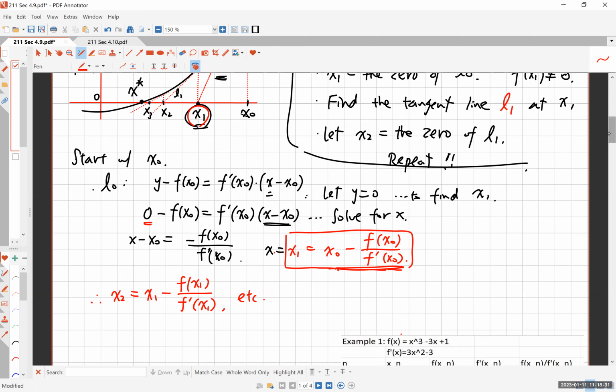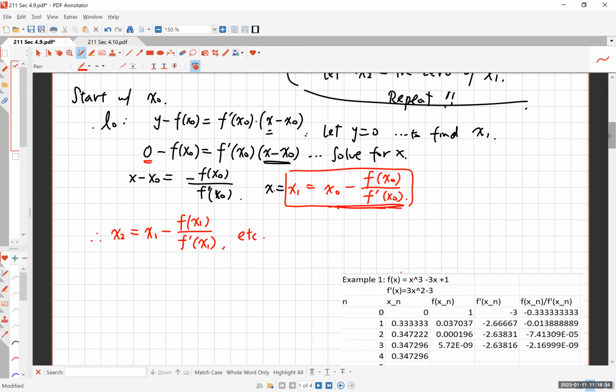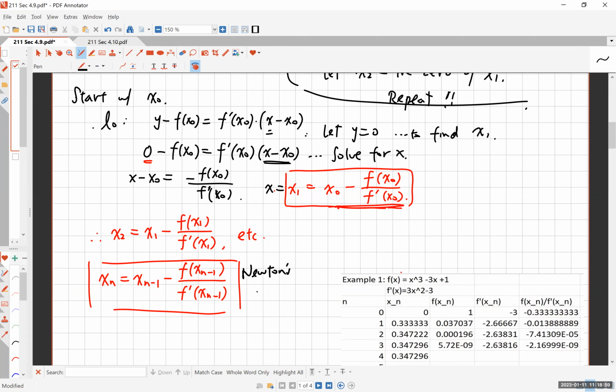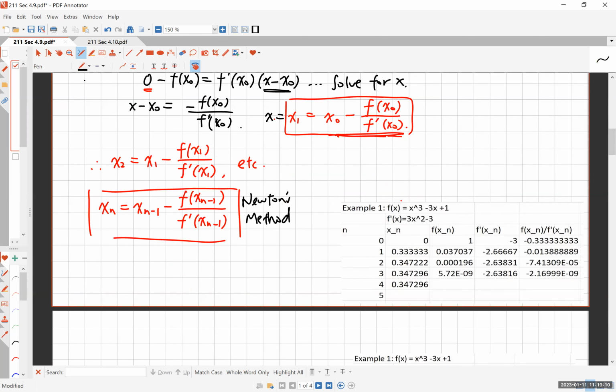Now we can write what is called the recursive definition. xn, the nth point, is going to be the previous point, xn minus 1, minus the value of the function at that point divided by the derivative of the function at that point. This is the recursive formula of Newton's method. You can start at any place, x naught, and then this will give you a sequence of numbers that gets closer and closer to the real zero.